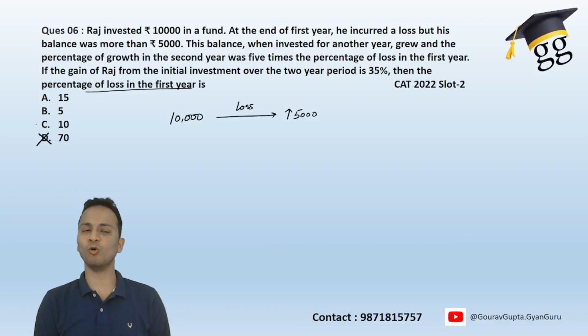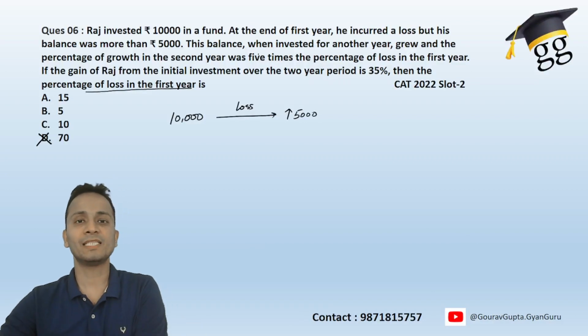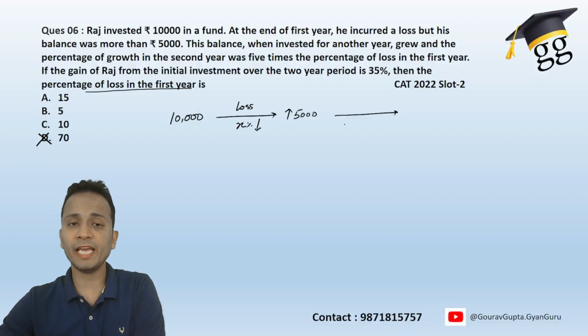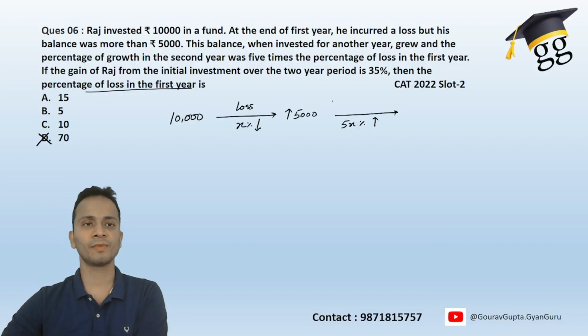एक option तो remove हो गया. ठीक है? Now this balance, now whatever it was, invested for another year and grows at a percentage in the second year, which was 5 times the percentage loss in the first year. So let's say the percentage loss in the first year was X%. The percentage gain in the second year is 5 times the percentage loss in the first year.